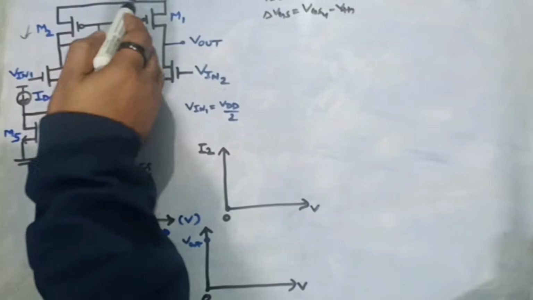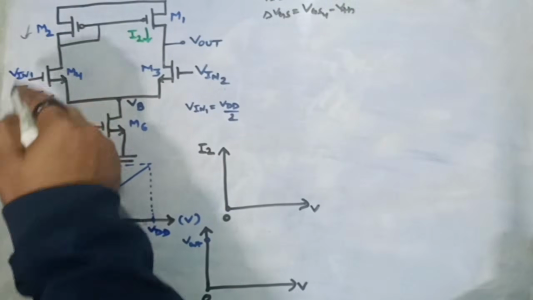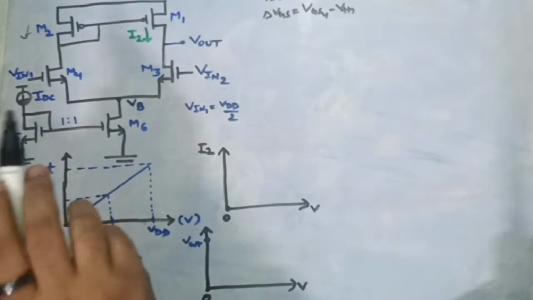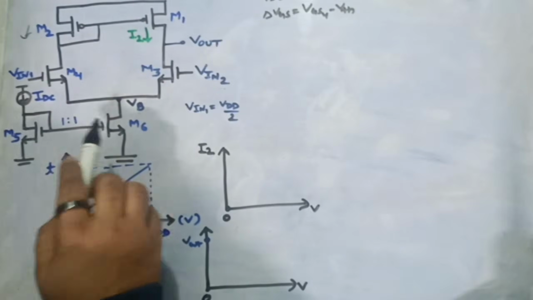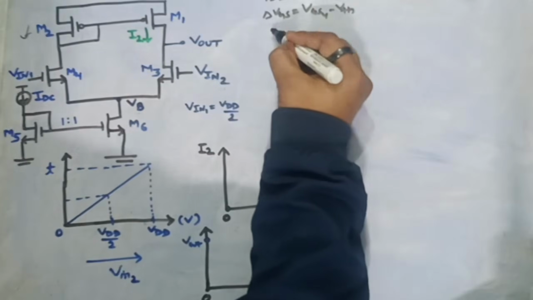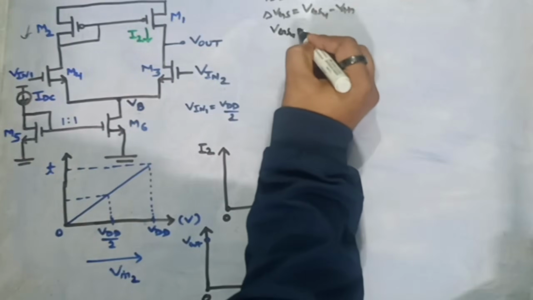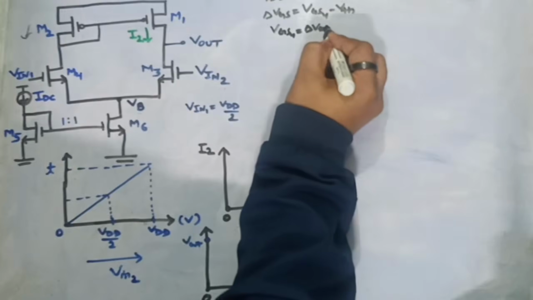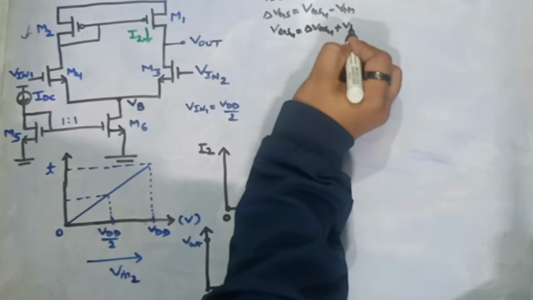We are assuming that the VDD voltage is quite high, and all these MOSFETs have good overhead voltages, and this M6 is operating in saturation condition. This is already assumed. So if I have to write VGS4, that will be equal to delta VGS4 plus VTH.